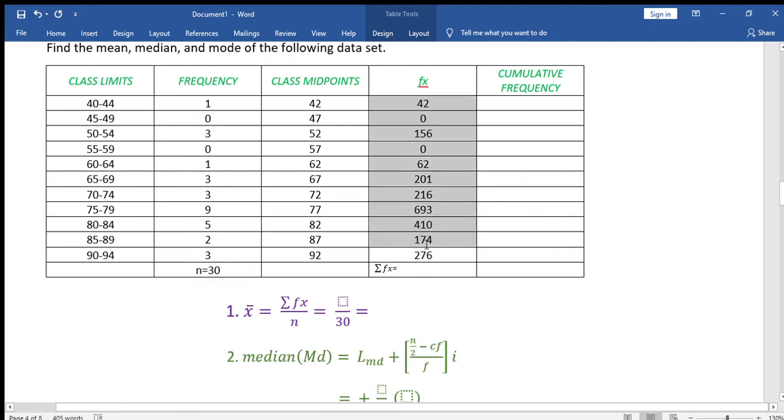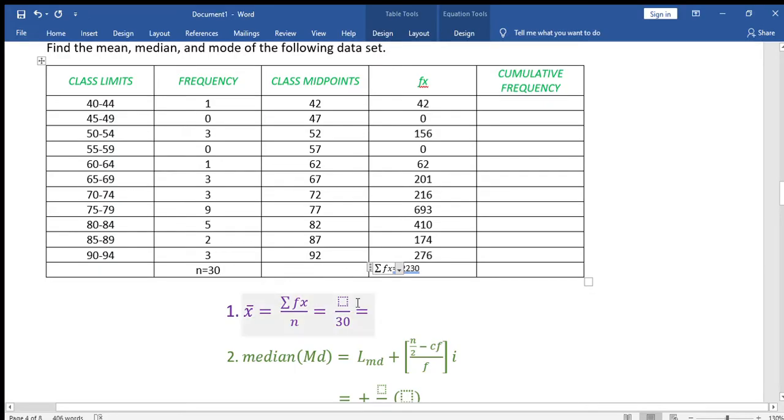Next, we are going to get the total of this. Find the sum. We need to add all together the different fx of different class limits. So we have 42 plus 0 plus 156 plus 0 plus 62 plus 201 plus 216 plus 693 plus 410 plus 174 plus 276. This is equal to 2230. That is now the value of the summation of fx.